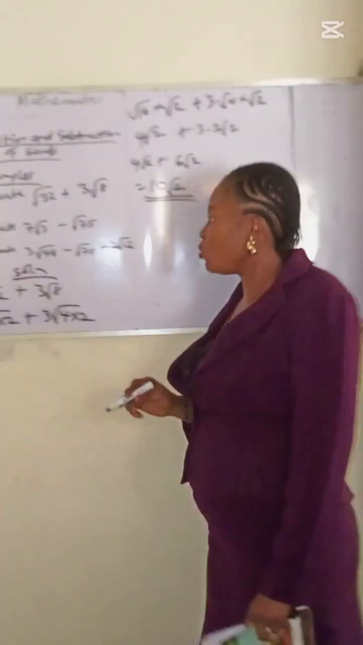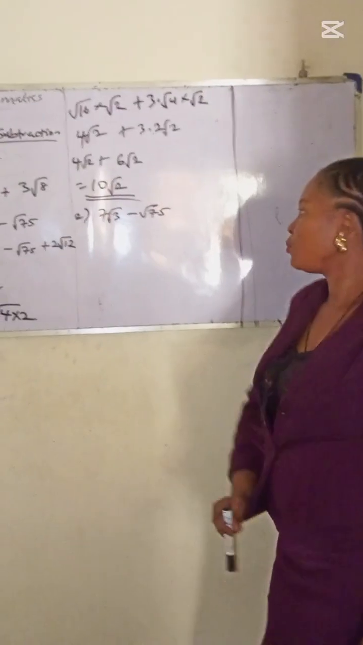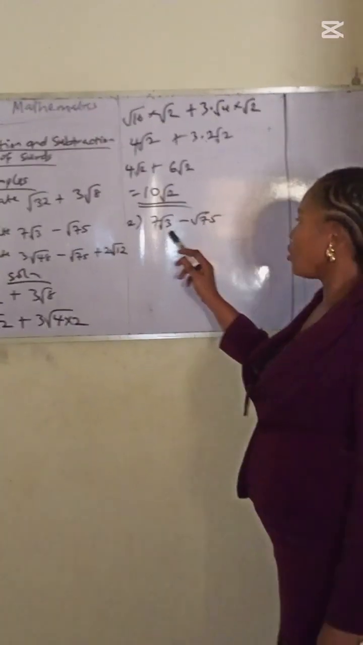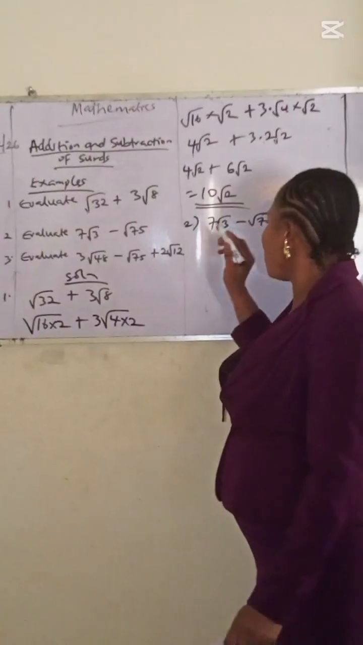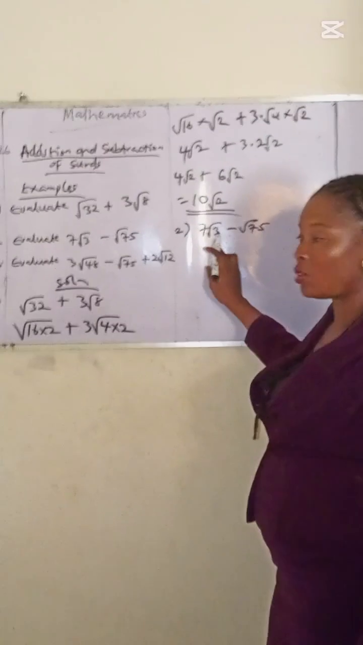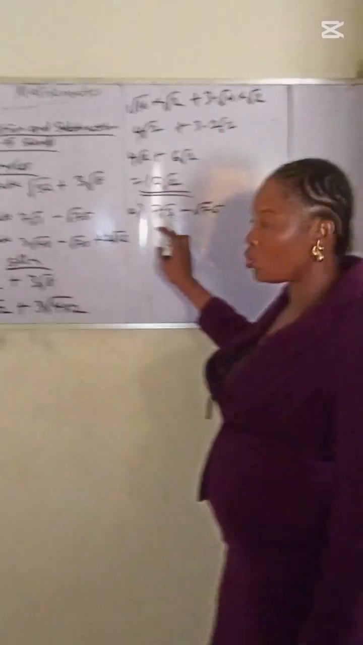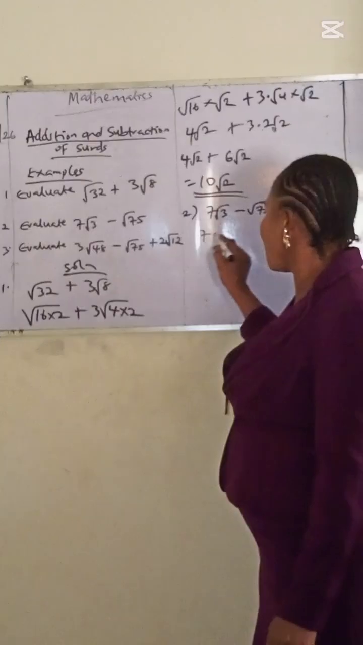So we are going to take example 2. We are going to look at example 2: 7 sqrt 3 minus sqrt 75. So the next thing we are going to do, you can see this one we cannot split, because the number in this square root is an odd number. So you cannot look for the two multiples. So we are going to bring down that number out like that.